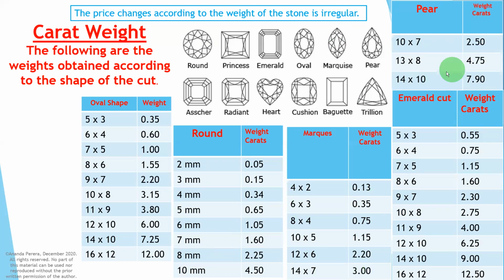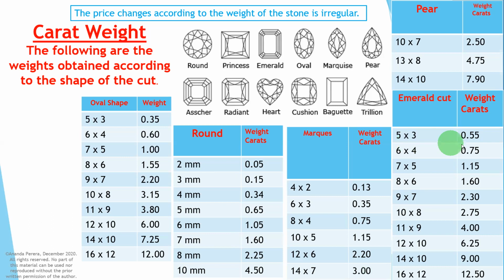Pear shape. Remember, pear shape is very difficult to sell. Pear shape, nobody buys pear shapes. But there is a shape. 10 by 7, pear shape gives 2.50 carats. 13 by 8 gives this weight. 14 by 10 gives 7.90 carats. It is pear shape. This is emerald cut.